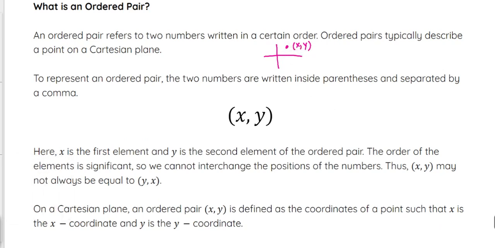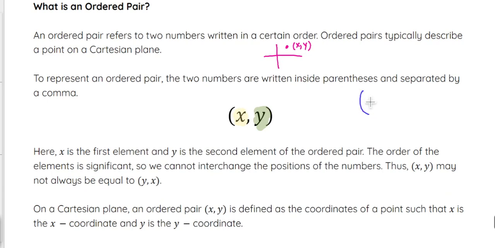To represent an ordered pair, we always write it inside parentheses separated by a comma, and the first number is always your x coordinate, and the second number is always your y coordinate. So x, again, is the first element, y is the second. The order is significant, so we can't necessarily interchange the position of the numbers. There are very few ordered pairs that work when you swap the first and the second number.